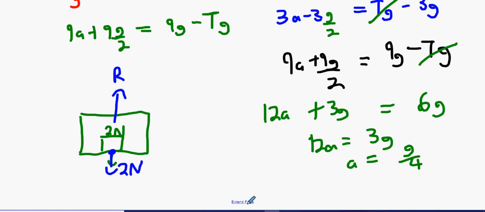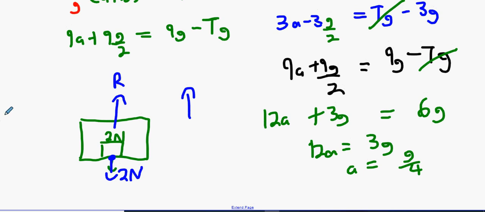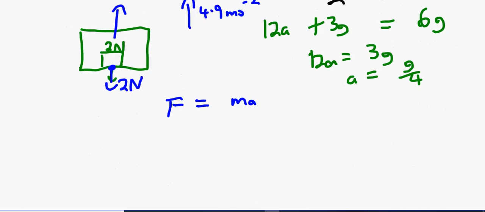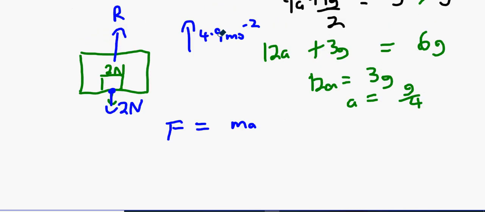Next thing. Is this accelerating upwards or downwards? Up with what value? G over 2. And what is G over 2? It's 4.9. Its acceleration is 4.9 meters per second squared, alright? Really quickly. F equals ma. What is its force again? I'm about to put everything in terms of G again. G over 2. Okay with that?